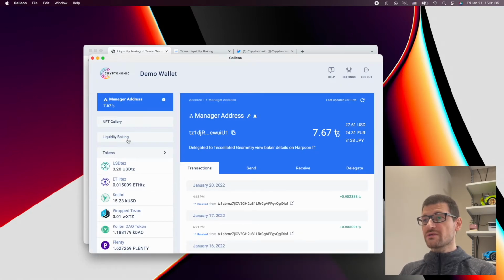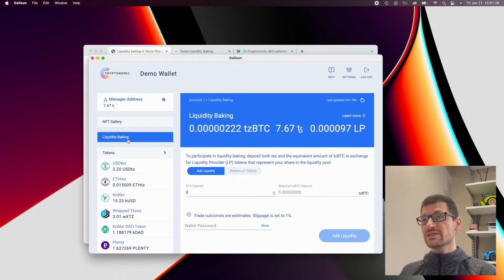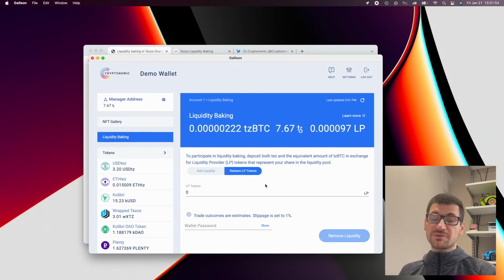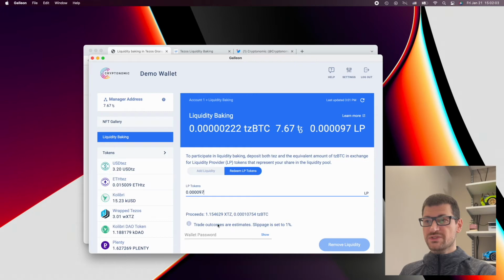Cool, so let's see how that looks in Galleon. This is a test account that I use. So as you can see, I'm already participating in liquidity baking. I have a very, very tiny LP, which is liquidity pool tokens already associated with this account. So what does that mean? That means that at some point in the past, this account deposited some XTZ and some TZBTC. Specifically today, if I were to redeem this liquidity balance, I would get back 1.15 XTZ and some tiny fraction of TZBTC, which presumably I can then convert into Bitcoin natively.